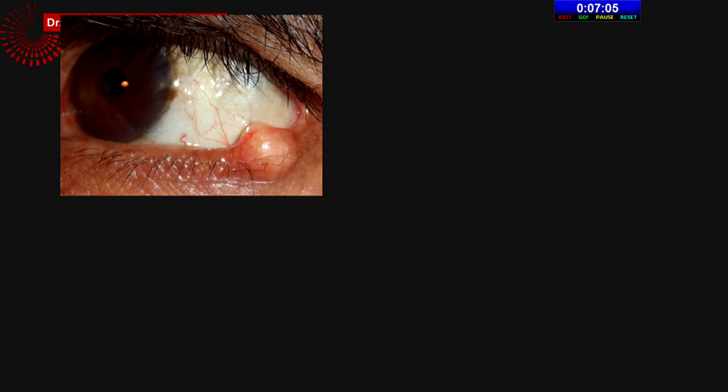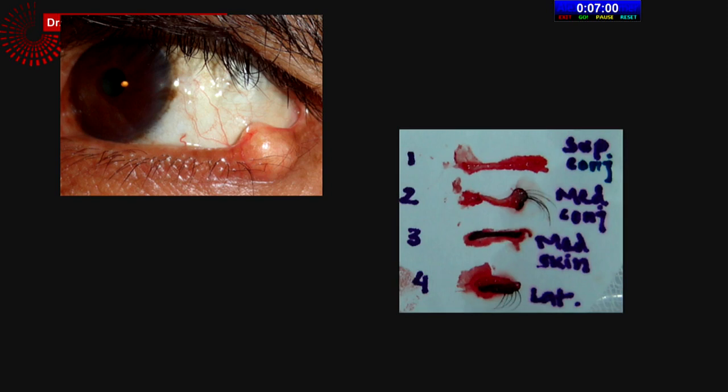Now, in a tumor like this, which seems to be pretty well localized, excising it with 3 to 4 millimeter of margin, sending the margin separately to look for any involvement of the margin, and then closing the defect is a sufficient management.